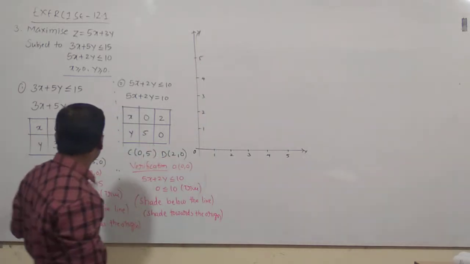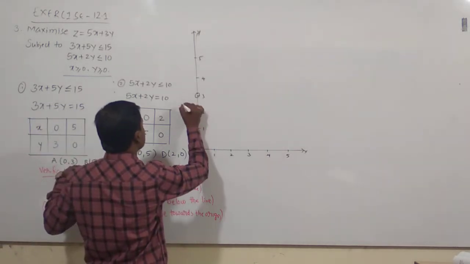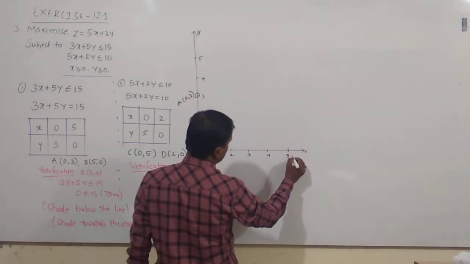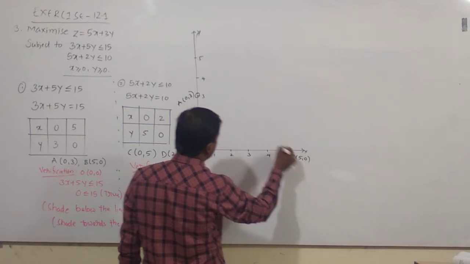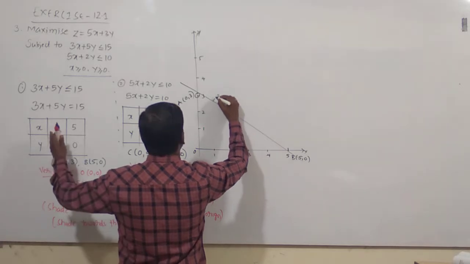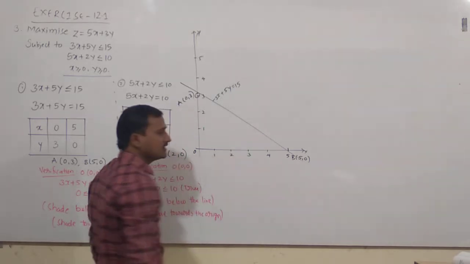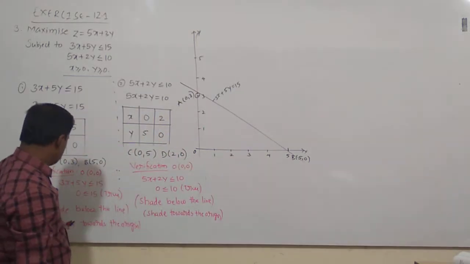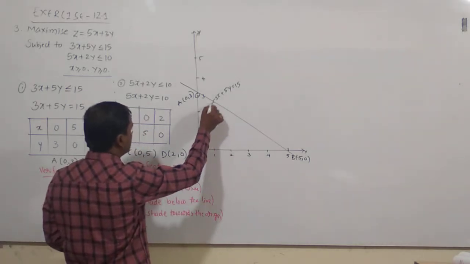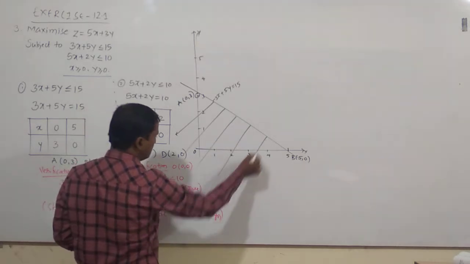The first point is 0 comma 3, so x equal to 0, y equal to 3 is this one. Point B is 5 comma 0. Join these, and here we get a straight line, that is 3x plus 5y equal to 15. Now we have to shade below the line. So first we'll shade below the line like this.